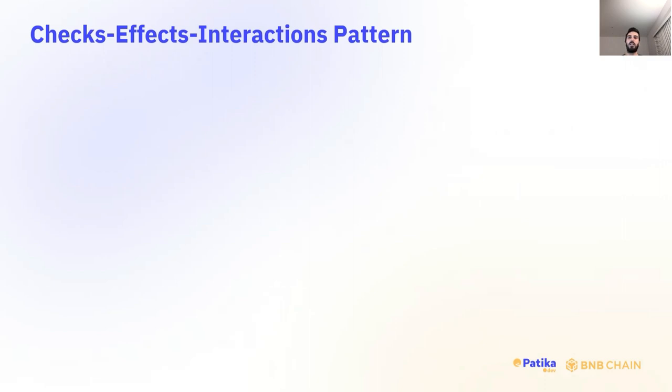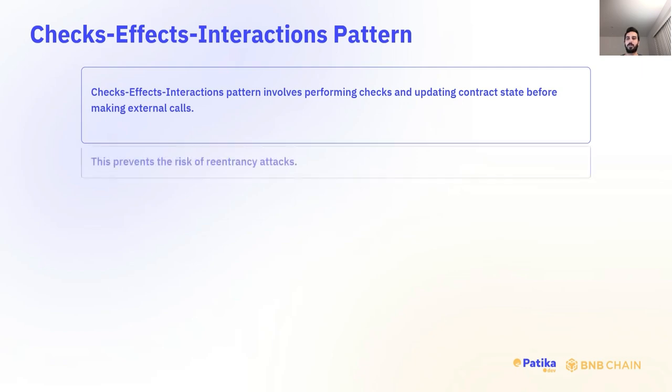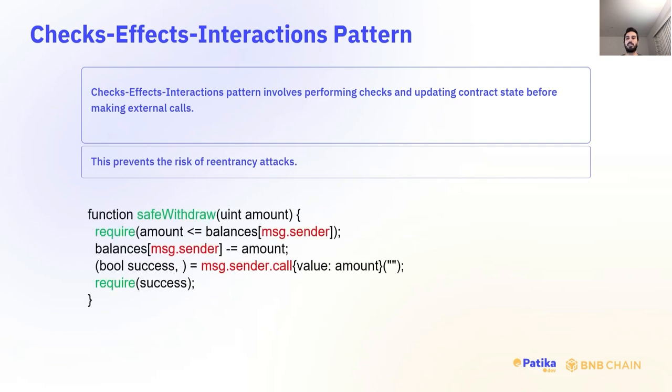So let's see how we can prevent it. Our first method is the checks-effects-interactions pattern. The checks-effects-interactions pattern involves performing checks and updating contract state before making external calls. This prevents the risk of reentrancy attacks. Here we have an example.